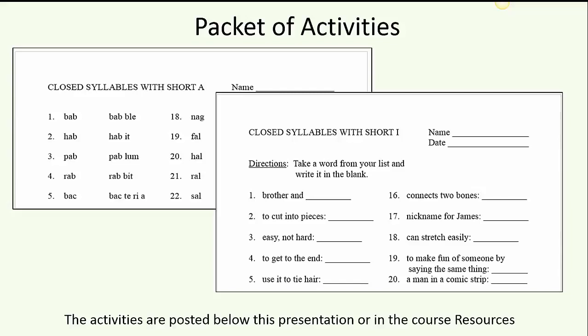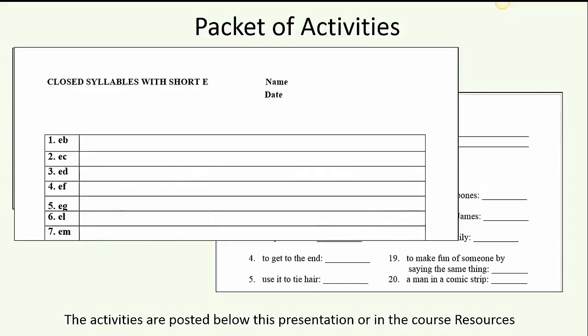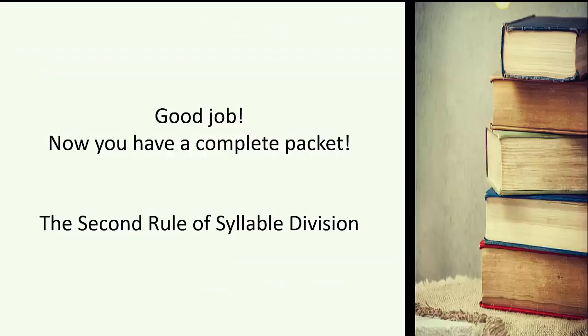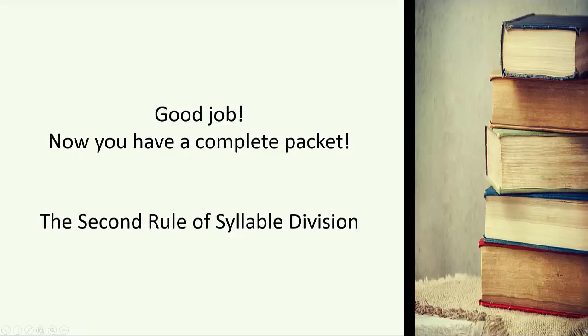I have provided activities for short A, I, U, and O. Leaf through them. You will notice 2 blank sheets for short E. This is an activity for you to do using the others as models. Good job! Now you have a complete packet. When the students can read any closed syllable with any vowel, they are ready to build 2-syllable words and learn the second rule of syllable division.